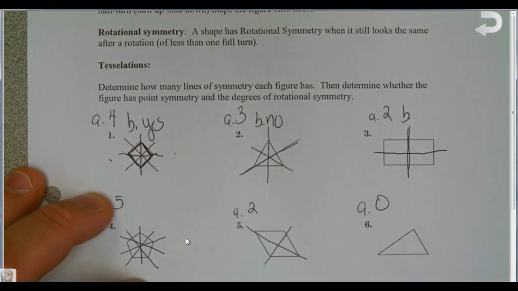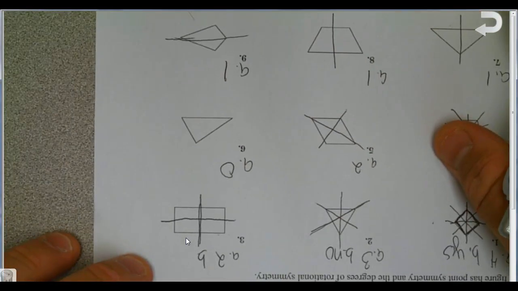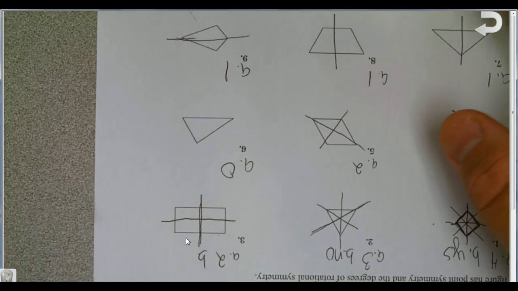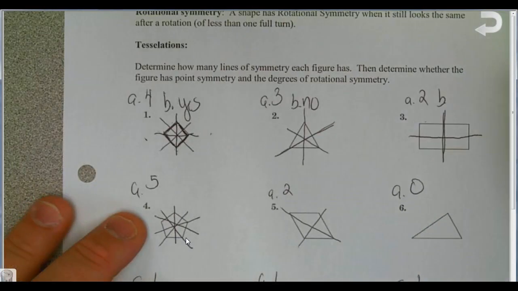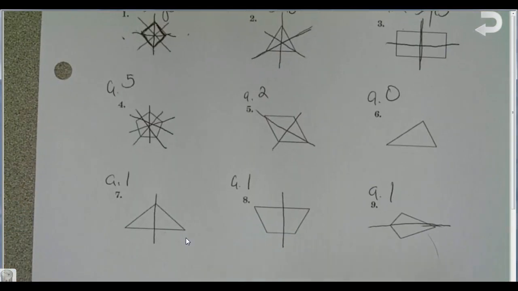Let's look at the rectangle. When I turn it, it's still a rectangle, and it's still going horizontally. So the rectangle does have point symmetry. So what I want you to do again is look through 4 through 9, flip the shapes, and tell me if they have point symmetry.